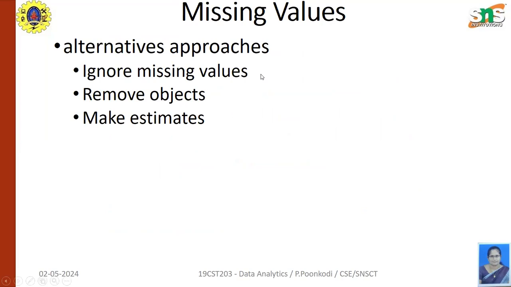Some alternative approaches to handle missing values are to simply ignore the missing values or remove those particular objects, or we can make estimates for the missing values, to improve the quality rate of the data which we retrieved.